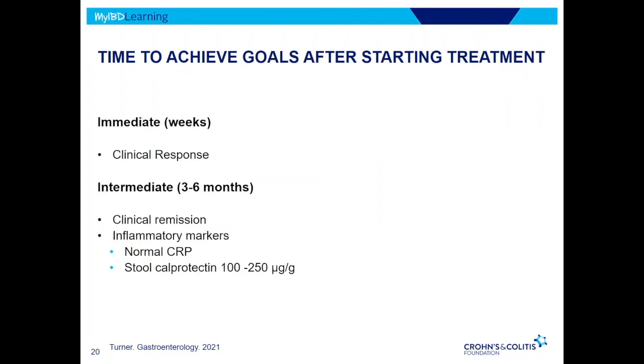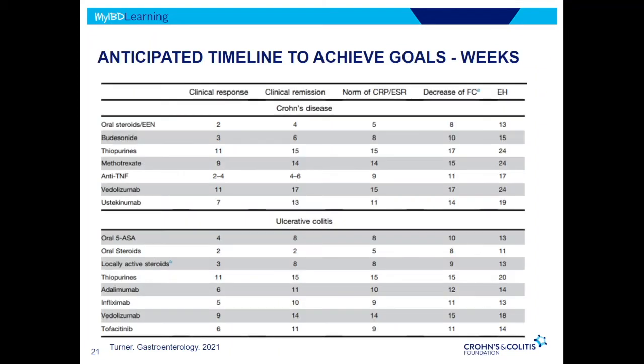And just to simplify this, we're talking about immediate goals, which is clinical response with significant improvement in symptoms. Intermediate, within 3 to 6 months to achieve clinical remission, and not only just symptom improvement, but also normalization of CRP, which is a blood test for inflammation, and reduction in the stool test for inflammation to an ideal range, which is somewhere between 100 and 250. So this is the anticipated timeline of when you can expect response, remission, and normalization of blood tests and normalization of stool tests and endoscopic healing.